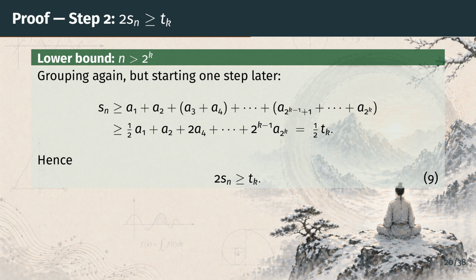To match the form of T sub k, we deliberately weaken a sub 1 down to half of itself. That costs nothing since a sub 1 is non-negative, and the surviving combination is precisely 1/2 of T sub k. Rearranging, twice the partial sum of the original series is at least T sub k. That is the other half of the sandwich.